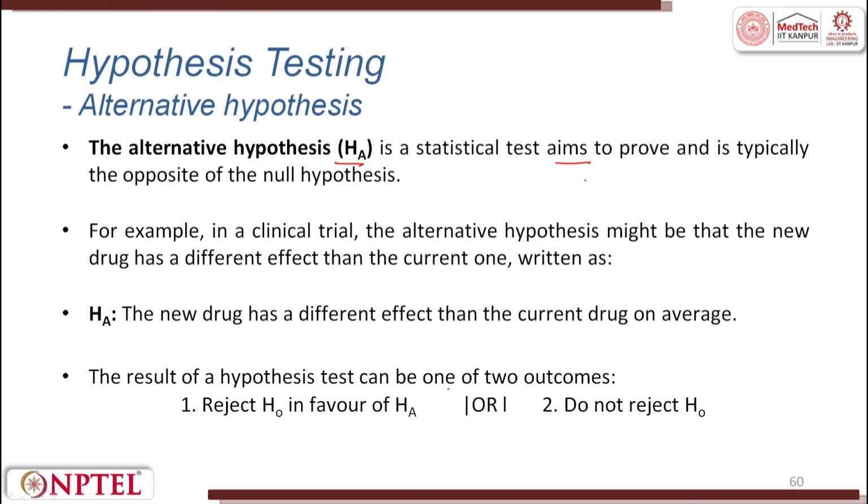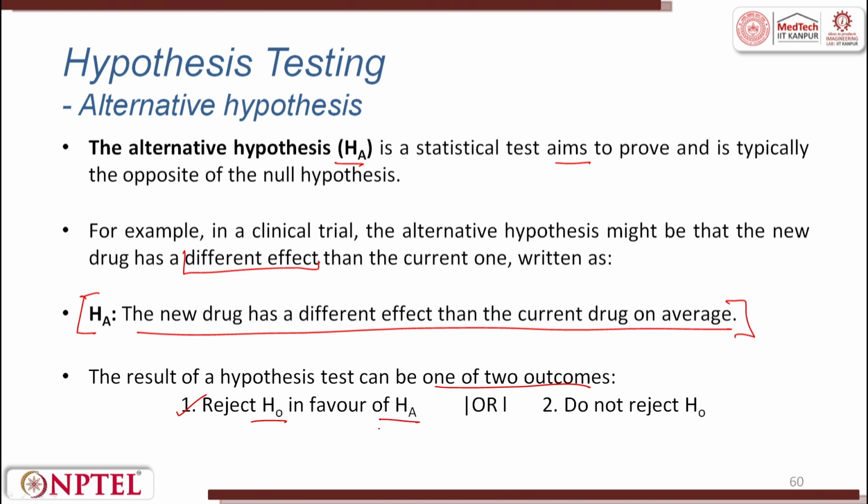The example could be in a clinical trial, where the alternative hypothesis might be that the new drug has a different effect than the current one, written as alternative hypothesis HA: the new drug has a different effect than the current drug on average. The result of a hypothesis test can be one of two outcomes: either we reject H naught, that is the null hypothesis, in favor of HA, that is the alternate hypothesis, or we do not reject H naught. That is, the alternate hypothesis is designed in such a way that when the null hypothesis is rejected, this is the option that is left with us.